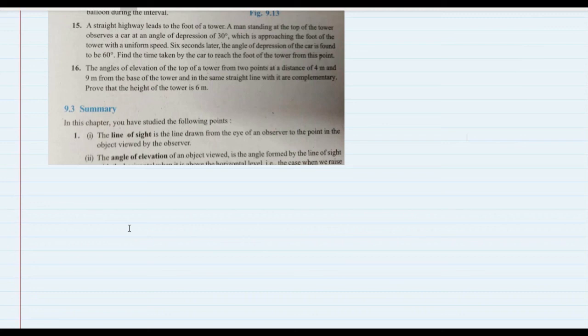Okay, let's do the last one. The angles of elevation of the top of a tower from 2 points at a distance of 4 meter and 9 meter from the base of the tower. So what they mean to say is that this is your tower and this is your base, and there are 2 points. One is over here and the other one is over here.